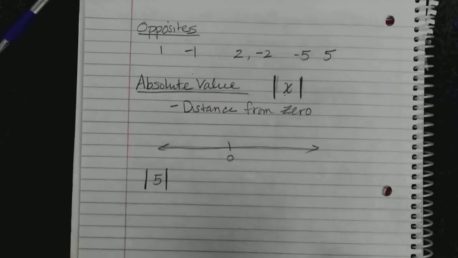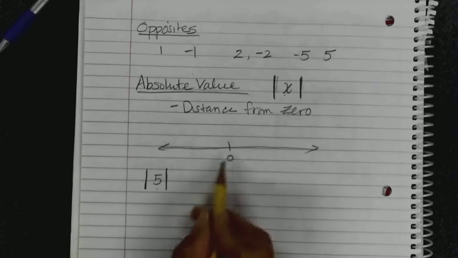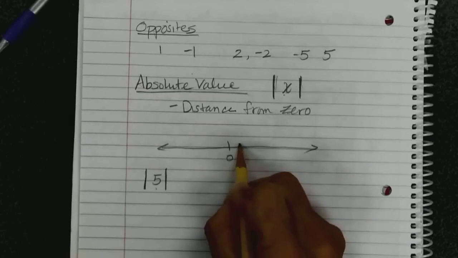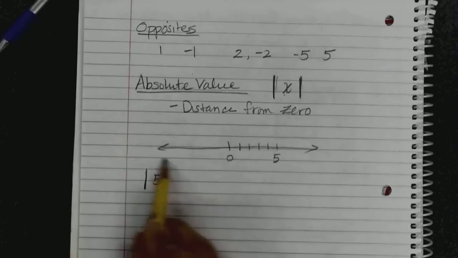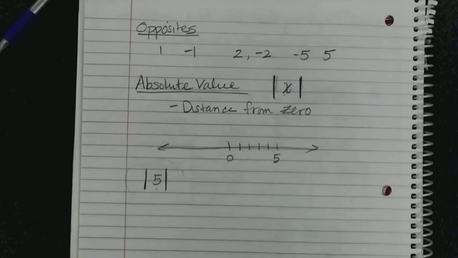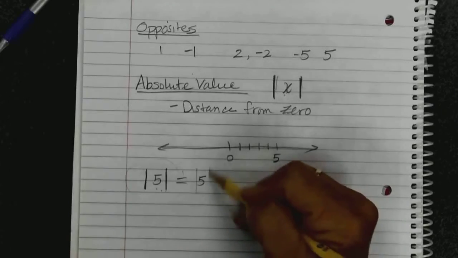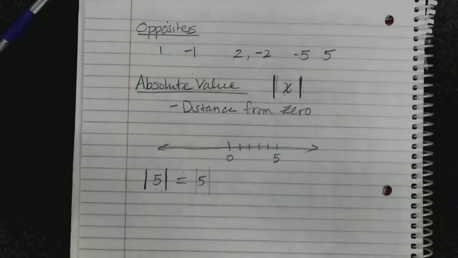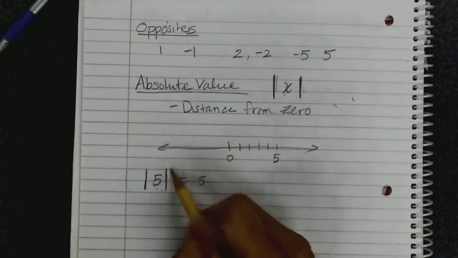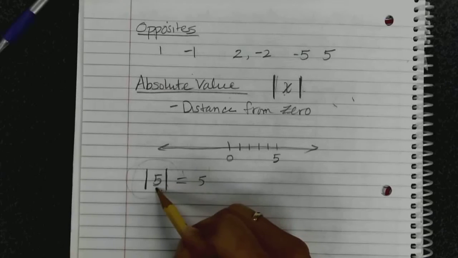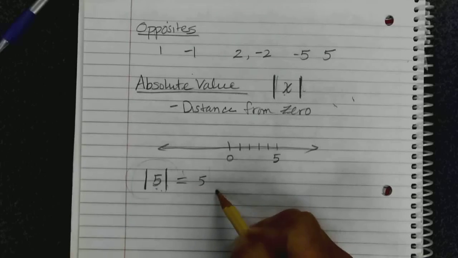If I give you this as a problem, it's asking you a question. It's asking you, how far is 5 away from 0? So on a number line, 1, 2, 3, 4, 5. So when I ask you what this is, what should you say? 5. Should I keep this? No, then you're asking a question back, okay? The absolute value symbol goes away, and your answer is just 5.